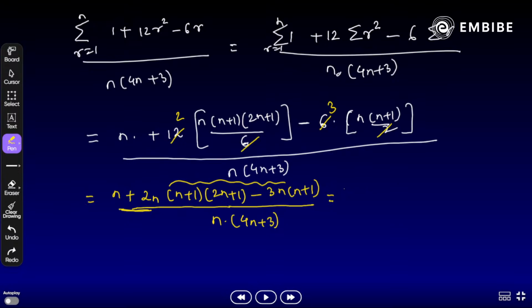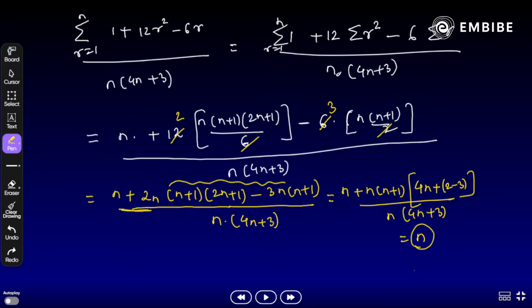Okay, let me check. So write n, add it to n plus 1. I have to just take common from the last two terms here. So what is left here? Should be 4n plus 2 minus 3. 2 minus 3, that is what? 3 minus 2, 1. 4n plus 2 minus 3 whole divided by n times 4n plus 3. It should be n only. Only n is left, only n.